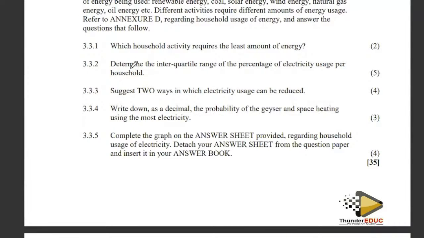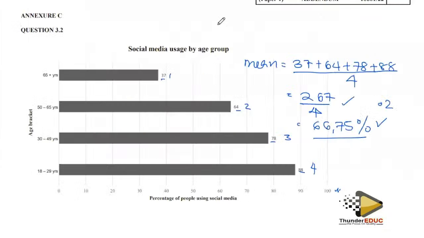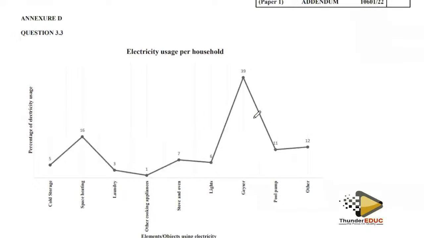Question number 3.3.1. Which household activity requires less amount of energy? Less energy, it's fine. We are here, Annexure D. Which one uses less? So it's this one here. They said determine which household activity requires the least amount of energy.